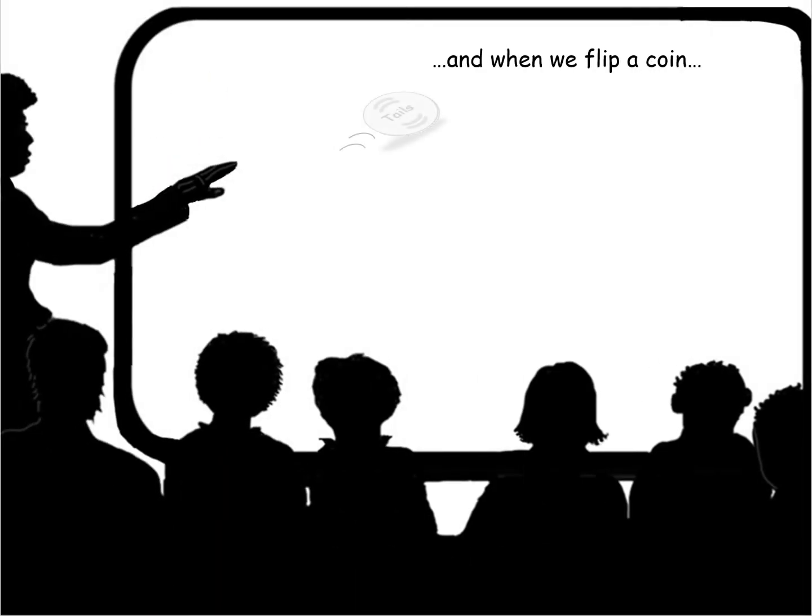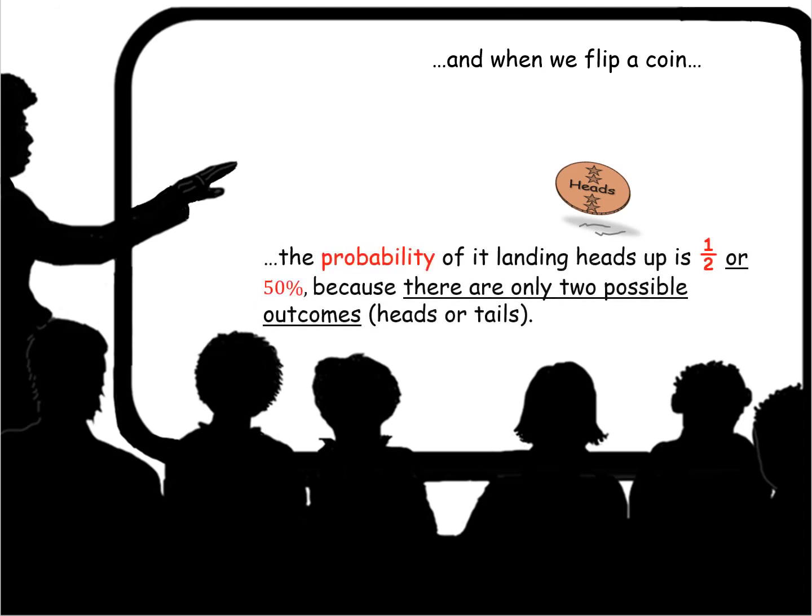Now what about when we flip a coin? Well, when we flip a coin, the probability of it landing heads up is 1/2 or 50% because there are only 2 possible outcomes. It's either heads or tails, but not both.